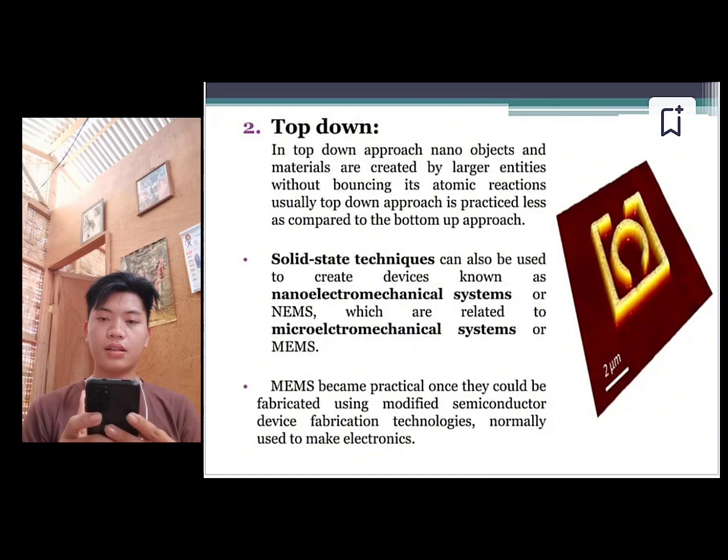Solid-state techniques can also be used to create devices known as nano-electromechanical systems, or NEMS, which are related to micro-electromechanical systems, or MEMS. MEMS became practical once they could be fabricated using modified semiconductor device fabrication technologies normally used to make electronics.